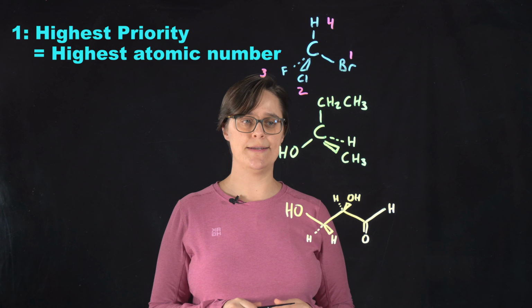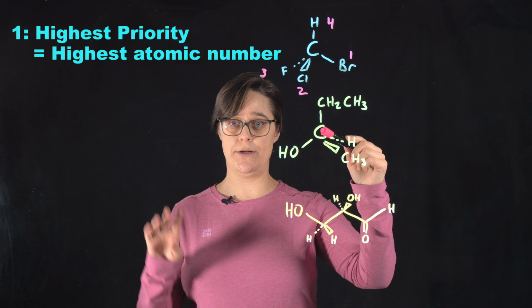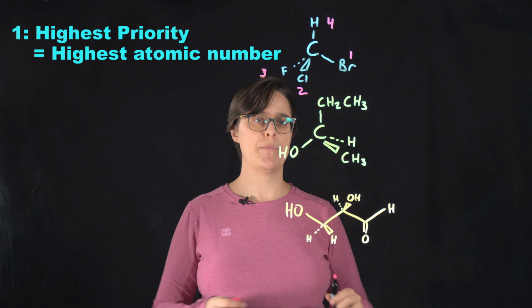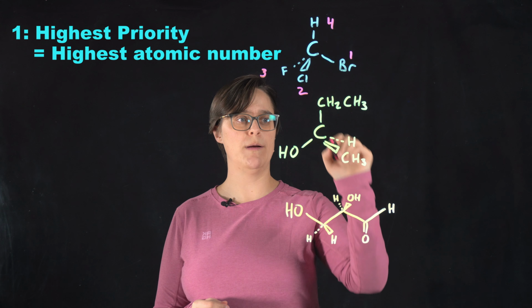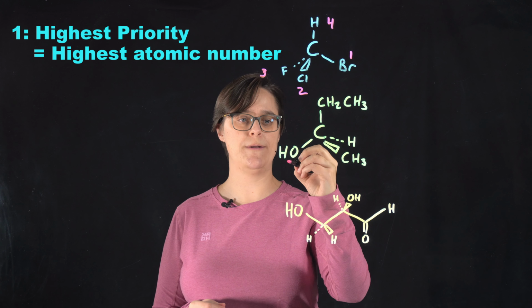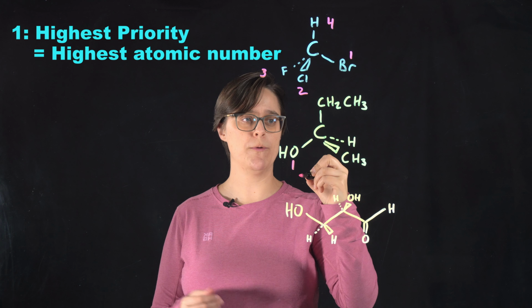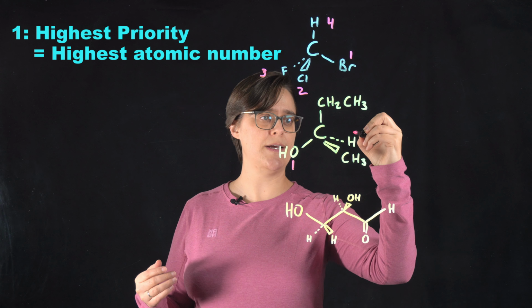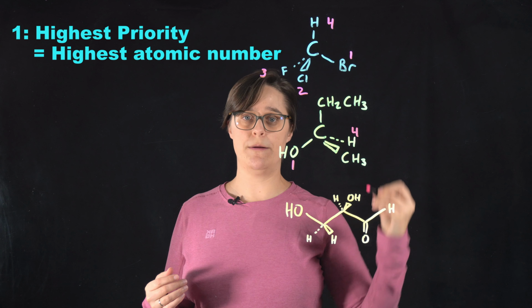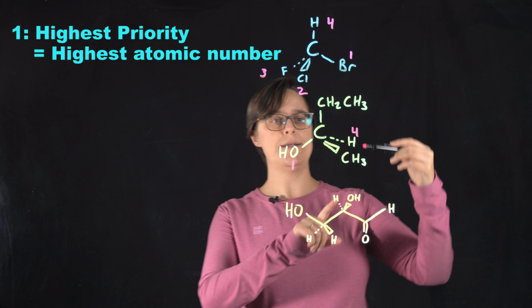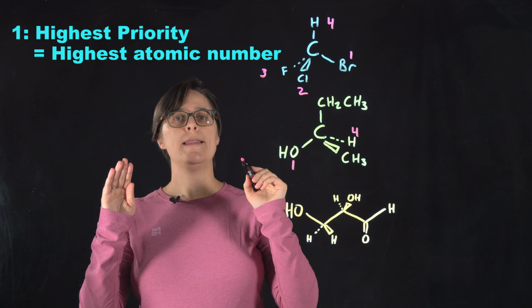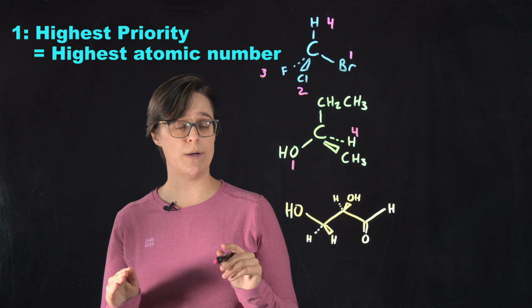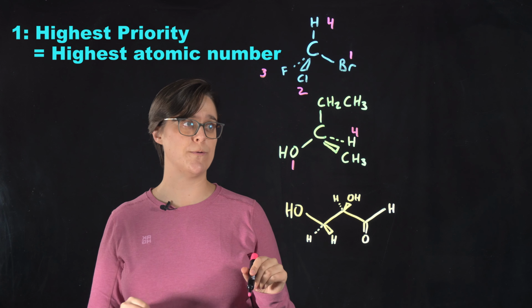Let's look at this second example. This carbon in the center is bonded to 4 different groups. Highest atomic number between oxygen, carbon, carbon, and hydrogen is this oxygen. So that's priority number 1. Lowest is hydrogen. That's priority number 4. But we need a tiebreaker. These are both carbons. This is when you need to start paying attention to the subsequent rules.